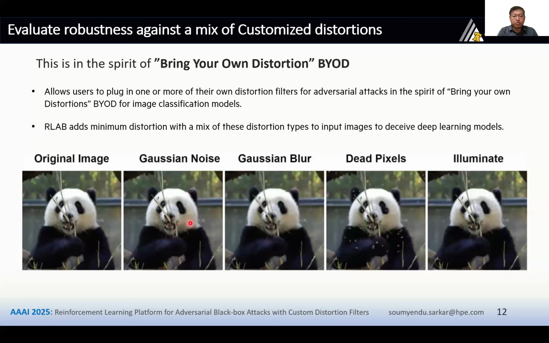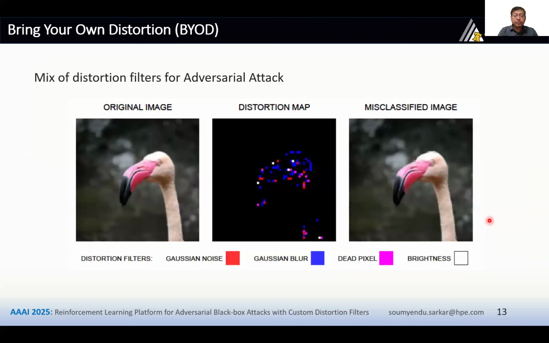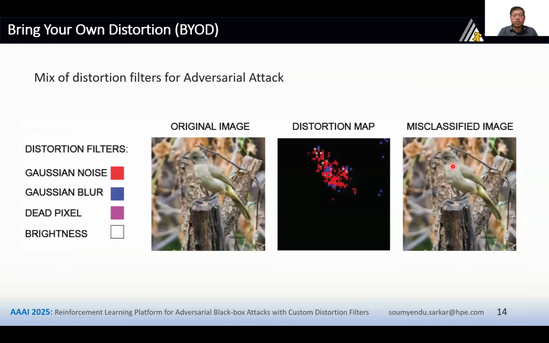And these are some examples of the Gaussian noise, the blur, which we are going to explain later and is hard to figure out, the dead pixels, and differences in illumination. Now this shows how the distortions are added, and you can see red is the Gaussian noise, blue is the Gaussian blur, pink is the dead pixel, and white is the brightness. With the original image, if we add certain distortions, then it becomes misclassified. It's somewhat hard to decipher, but once you know the map, it's a little bit easier.